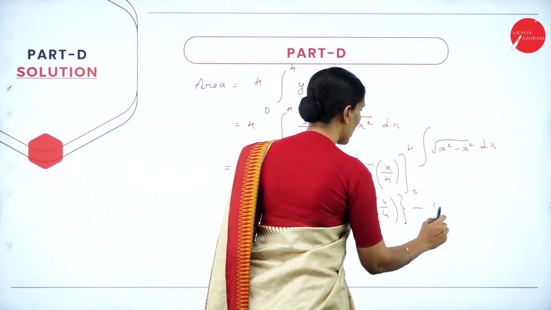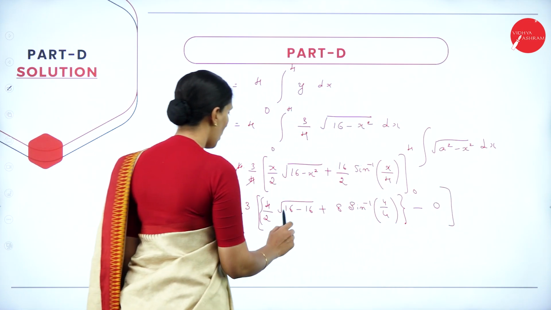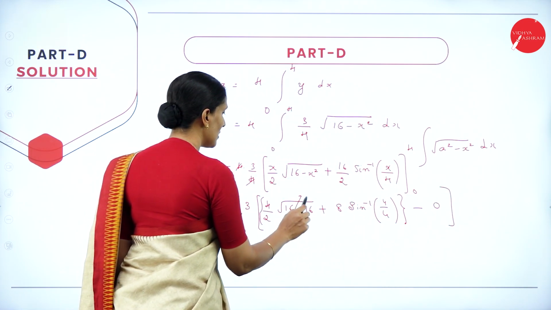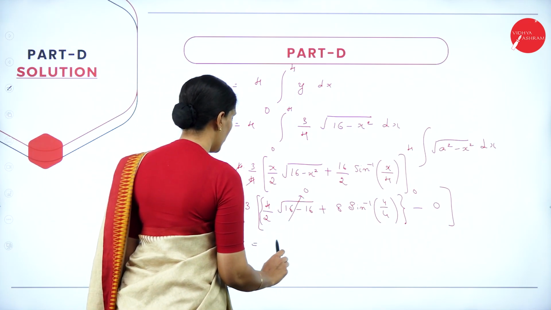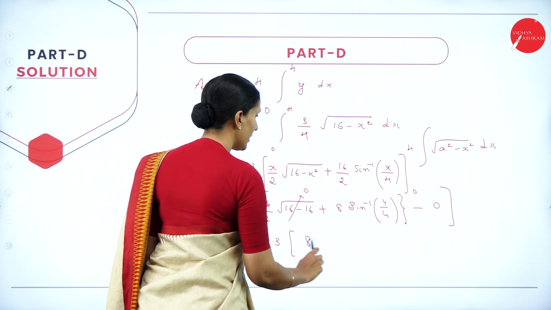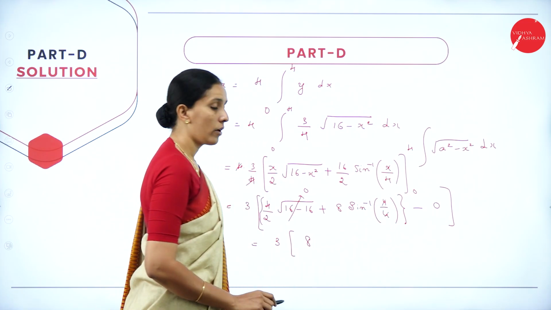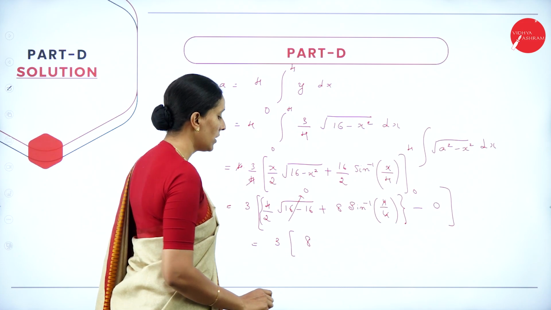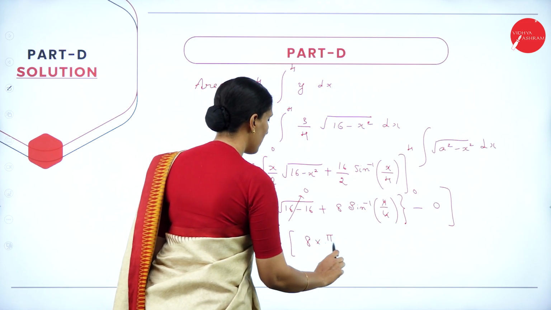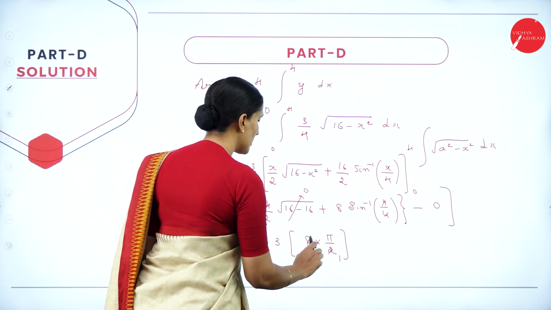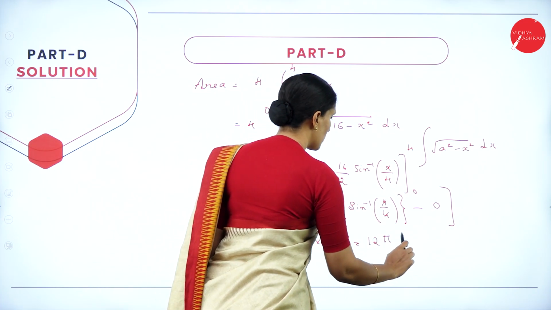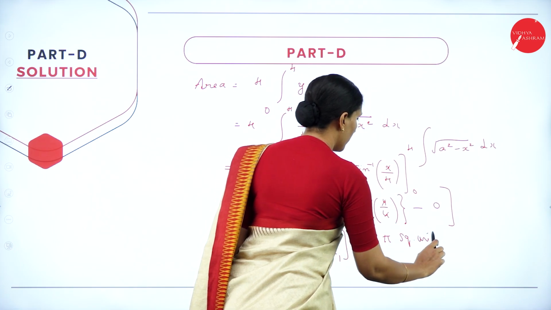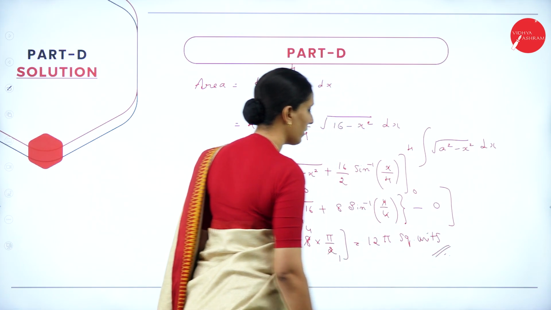So therefore the lower limit value is 0. Now here 16 minus 16 cancels, so this value turns to 0. So we are left with 3, 8, sine inverse of 4, 4 cancels, it is 1. So sine inverse of 1 is pi by 2. So 2 ones are 2, 2 fours are 4, 3, 12 pi square units is the area of the given ellipse.